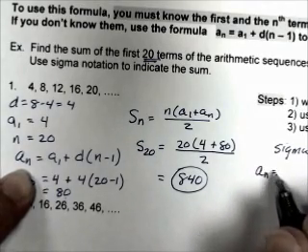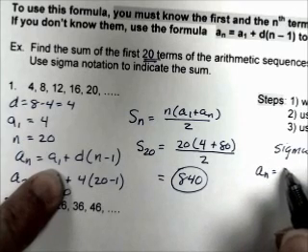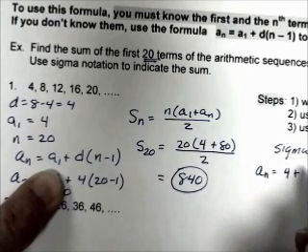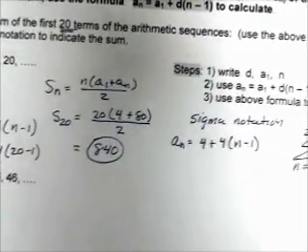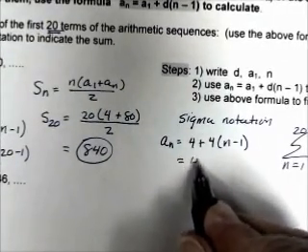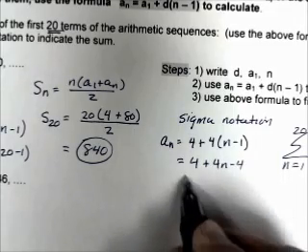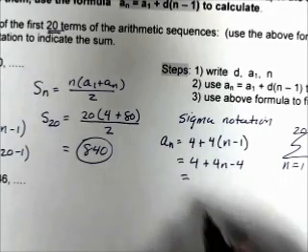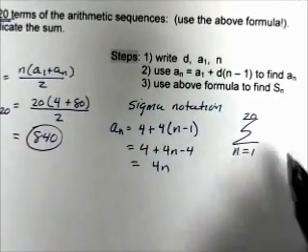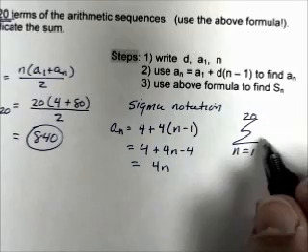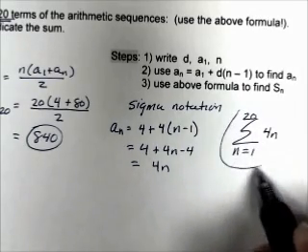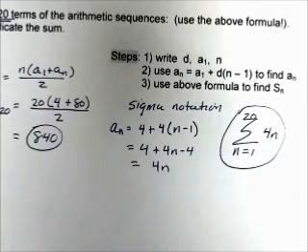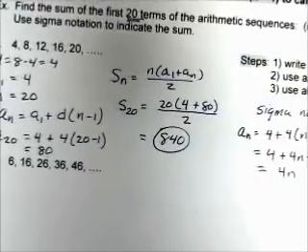A sub n equals A1, which is 4, plus D, which is 4, times n minus 1. Distribute: 4n minus 4. So combining, we have 4n. So sigma notation is simply the summation of 4n, n going from 1 to 20. Let's try the next one.